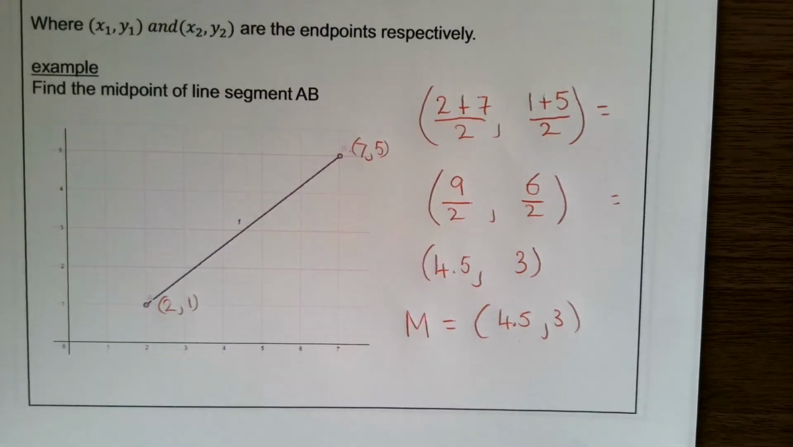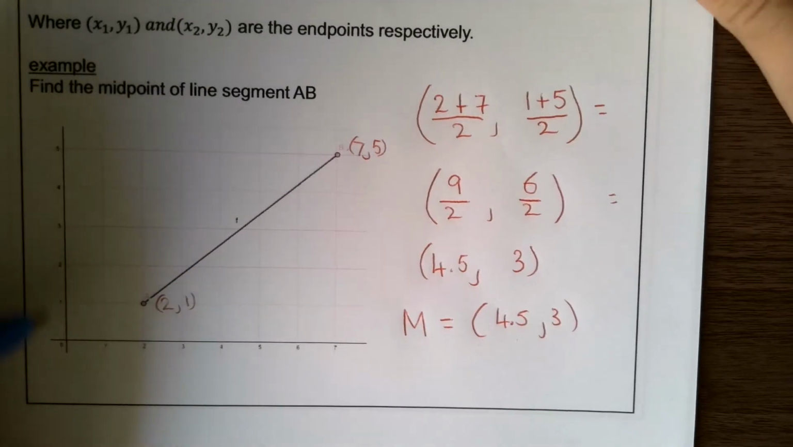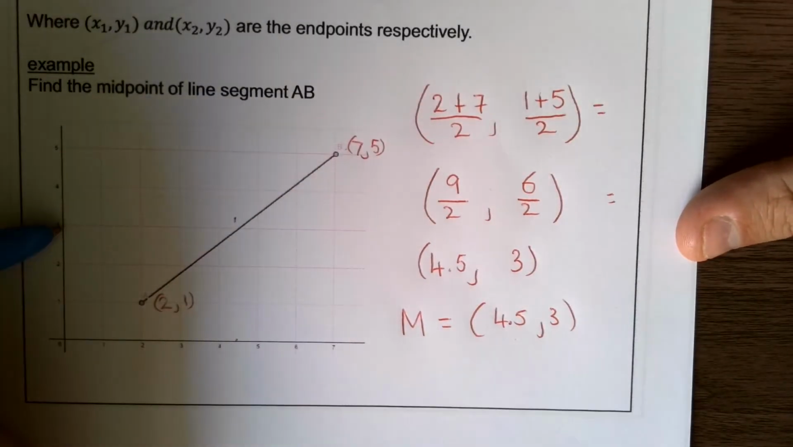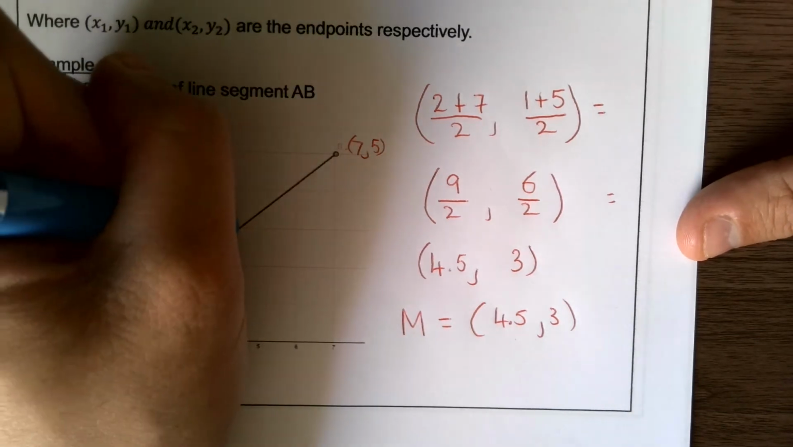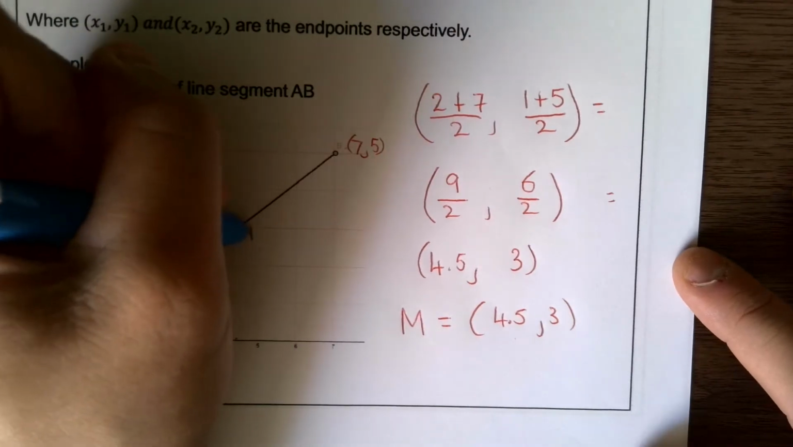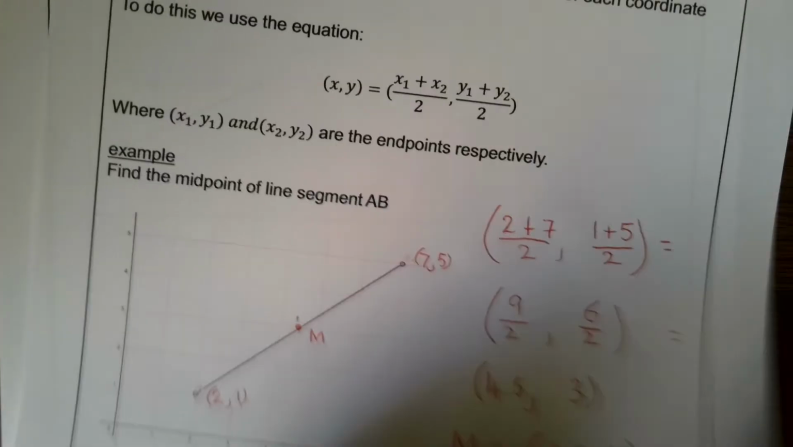And let's plot that now and see whether or not we're correct. So this should be exactly halfway up the line. So we're going to cross to 4.5, which is about here, and then all the way up to 3. So my midpoint is there. I'll just label that. Okay. Now we're going to go on to finding the endpoint.